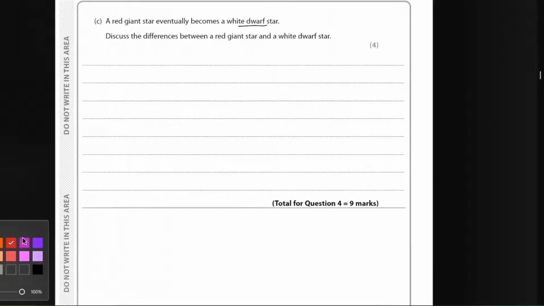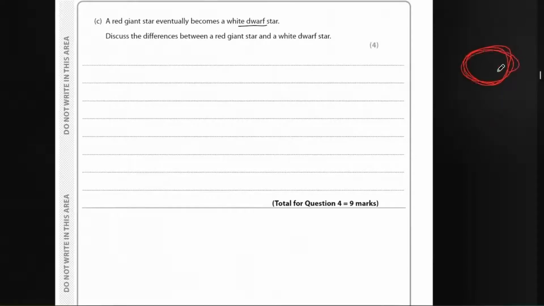So a red giant star is quite big in size. There's still some fusion reaction happening inside, so it's still radiating energy outwards. After all the fuel is gone, when the fusion reaction stops, it collapses into a white dwarf. A white dwarf star is much smaller in size than the red giant. Let's write down the differences. Red giant star is much bigger in size.